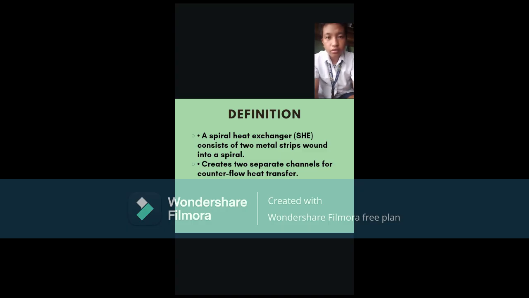A spiral heat exchanger, or SHE, consists of two metal strips wound into a spiral, creating two separate channels for counterflow heat transfer. So, a spiral heat exchanger is a device that transfers heat between two fluids using two spiral-shaped channels rolled around a central core.